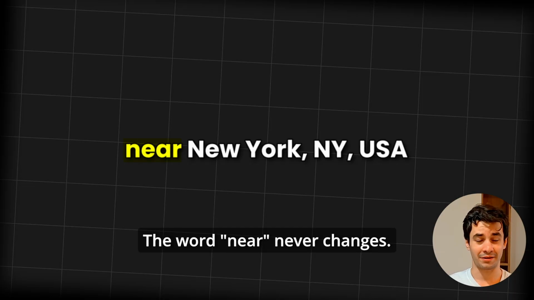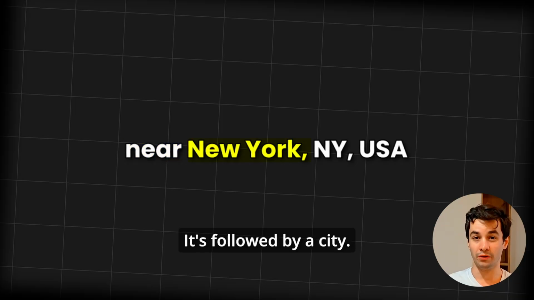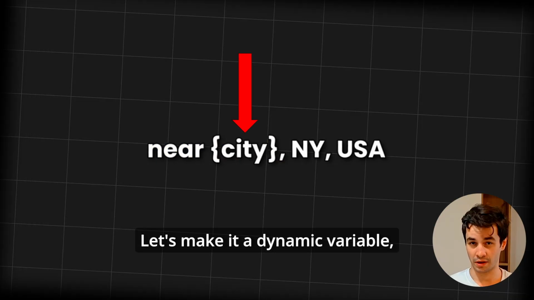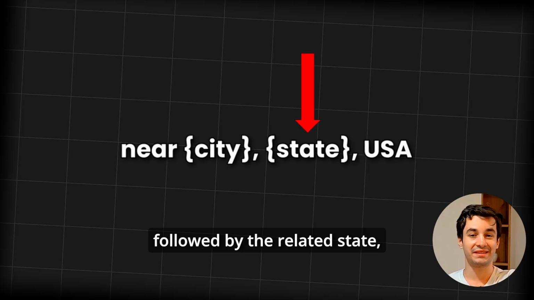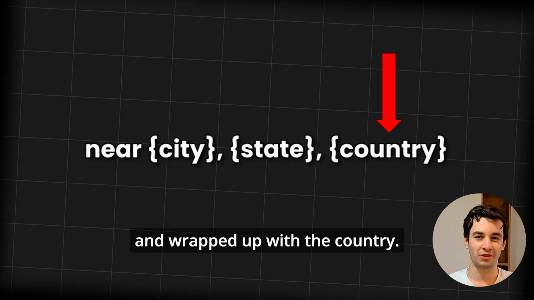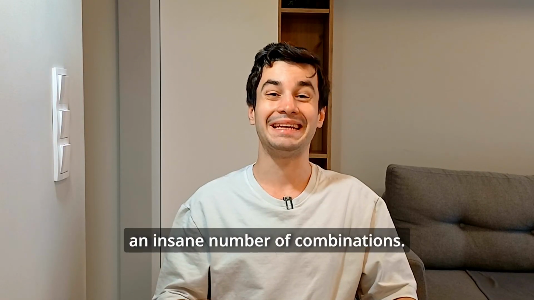The word near never changes. It's followed by a city. Let's make it a dynamic variable, followed by the related state, and wrapped up with the country. All that to say that you can make an insane number of combinations.